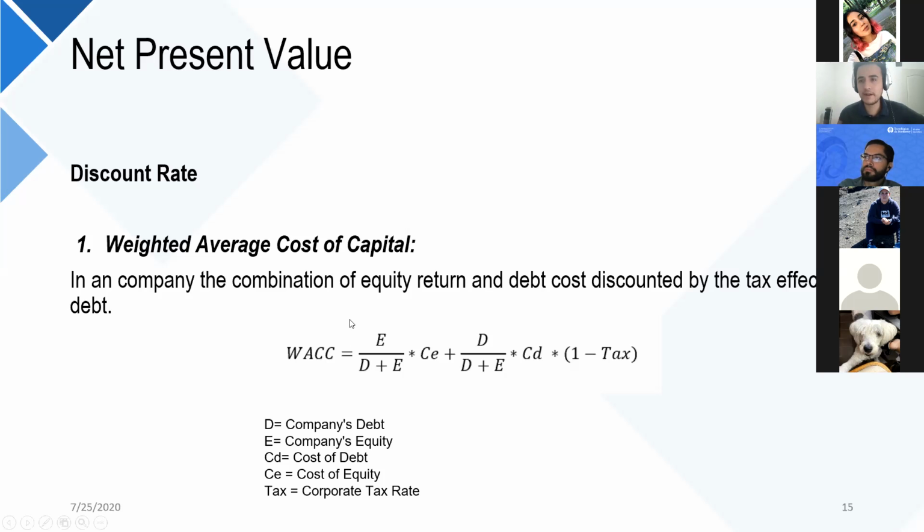WACC is a weighted average. In Spanish it's called promedio ponderado. What that means is that you take into consideration the weight of the values inside the total. So if this were a pie, let's say that this is 25% of the value and this is 75% of the value.